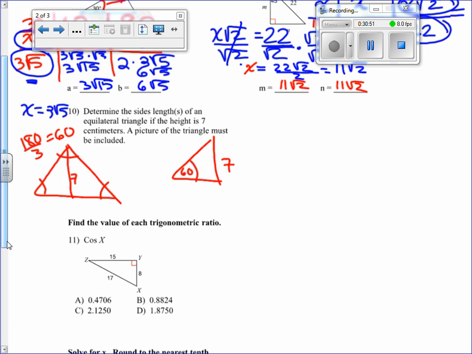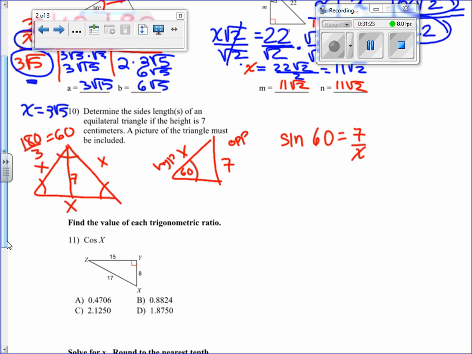So now I'm looking to find out how long the sides are of my original triangle. So really, I just need to find the hypotenuse of this triangle here. I chose to do a trig function. I think it was a sine function. So if this is my angle, this will be the opposite side. This will be the hypotenuse. So I did the sine of 60 degrees equals 7 over x.